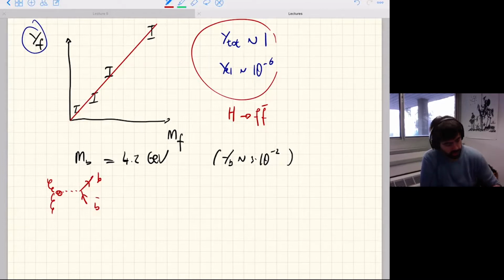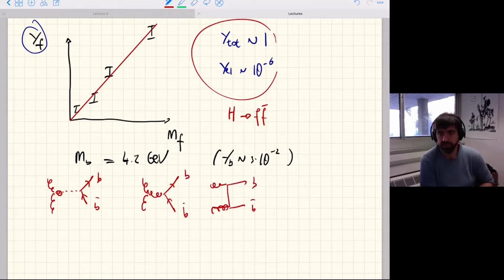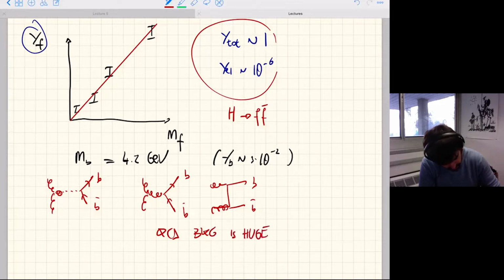What are the backgrounds? Well, if I do nothing, the backgrounds are all the possible ways I can produce a b b-bar pair at the LHC. And QCD tells you that you have, for instance, these types of processes. Okay, and this QCD background is huge. And so that led some people to say this channel is dead at the LHC, for like 15, 20 years.